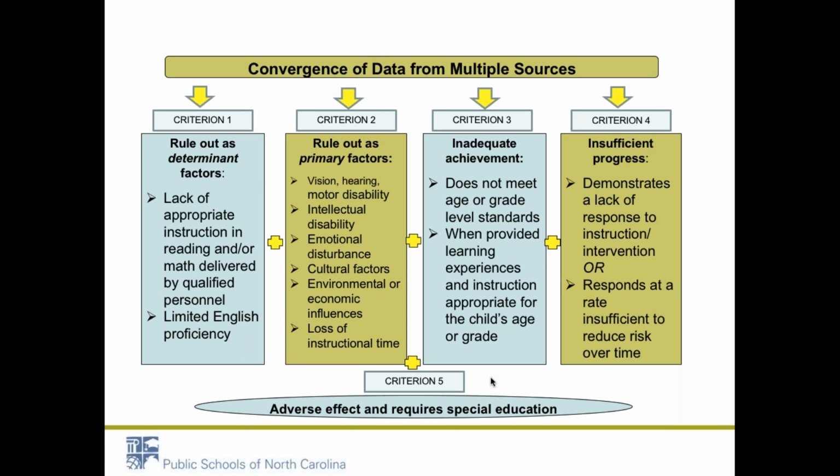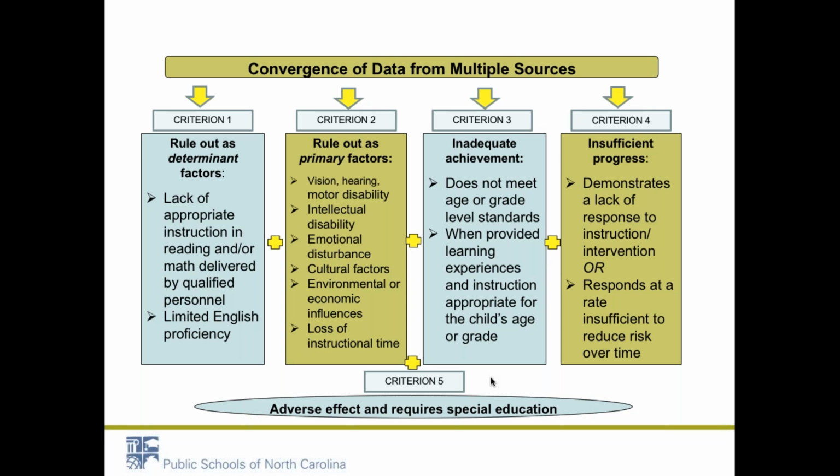Criterion 4 looks at insufficient progress. This assessment of the student's progress in response to intervention is at the heart of responsiveness to intervention. During the comprehensive evaluation, the team analyzes all of the progress monitoring data, including the trajectory of the student's progress compared to that of typical students.